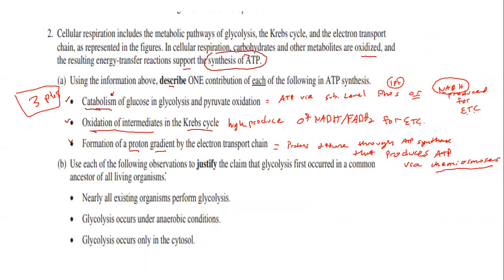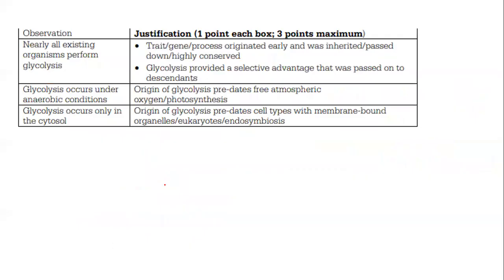For B, it wants you to use each of the following observations to justify the claim that glycolysis first occurred in a common ancestor of all living organisms. So you have to back up these statements and provide some specific content to justify this claim. They made the claim that all existing organisms perform glycolysis. So you want to understand why that has happened. Why do all cells, whether eukaryotic or prokaryotic, still do glycolysis? There are a couple of things they gave you in the rubric here.